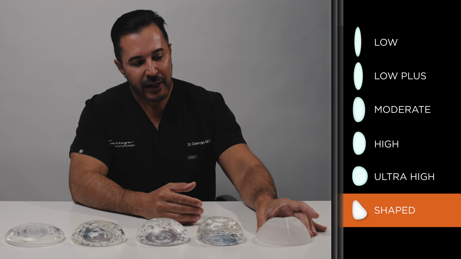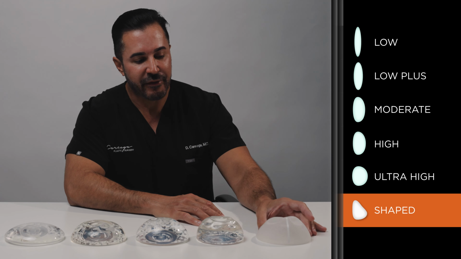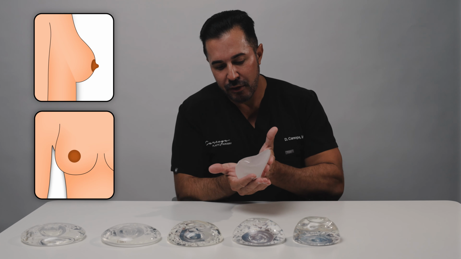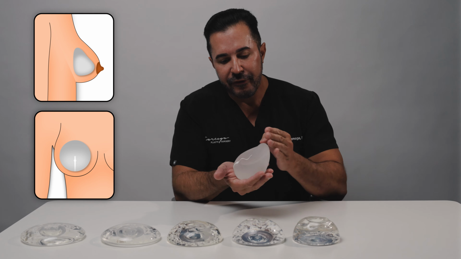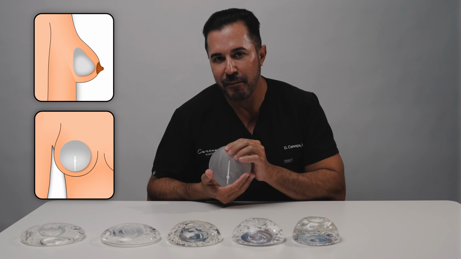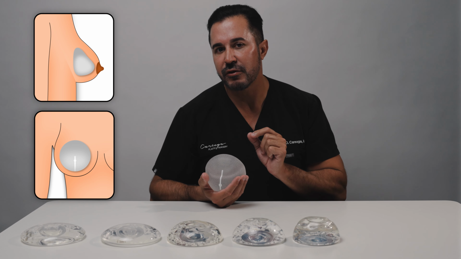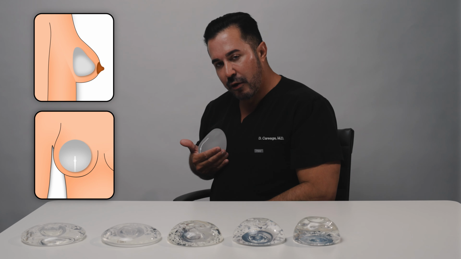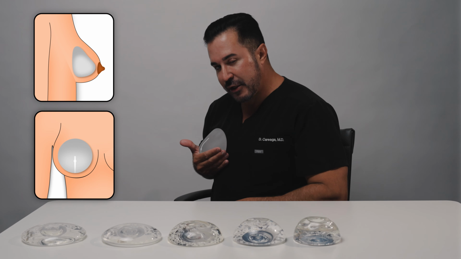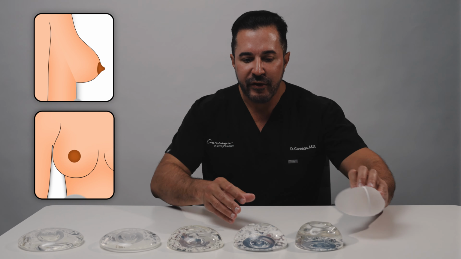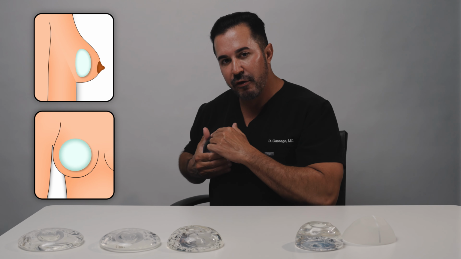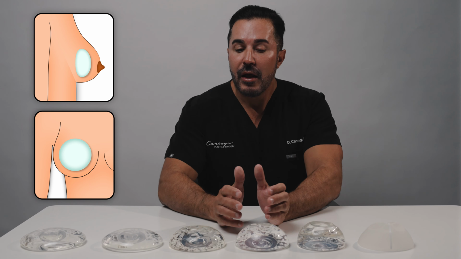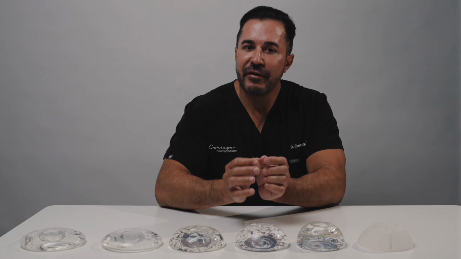And then finally here we have the shaped implant. And the shaped implant is another type of profile. So the shaped implant actually maintains the natural fullness of the upper part of the breast. So these are amazing implants for very thin patients that want the most natural result possible. So as you can imagine, by placing in a shaped implant, you can go larger and still maintain that natural fullness of the upper part of the breast, versus a round implant, which is going to have more fullness on top, so it's going to give a slightly more full look. That's why the measurements of the breast are so important.